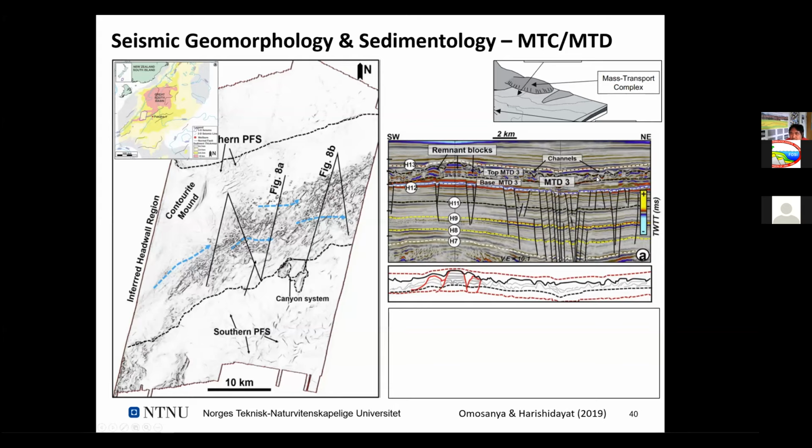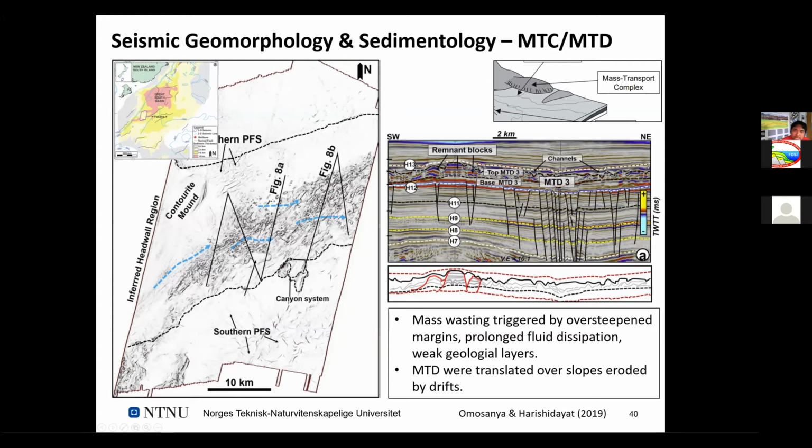And if you look at this blue arrow, this MTD also corresponds to the bottom current, a current from west to east, that is also shaping this mass transport deposit area to become more elongated like this. And this mass wasting is triggered by overstiffened margins with dissipation and weak geological layers. And as I said before, the MTD is translated over the slope, eroded by this bottom current or drifts.